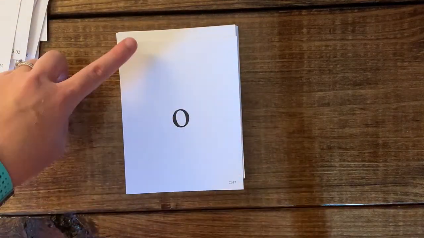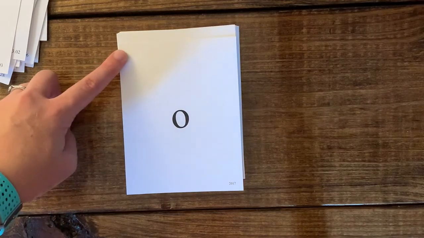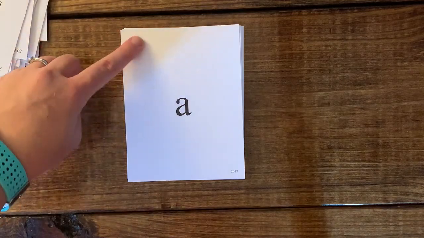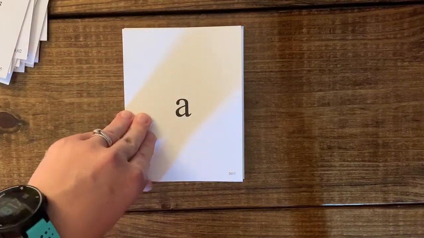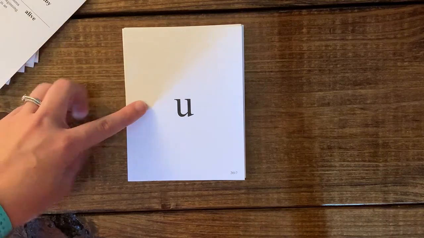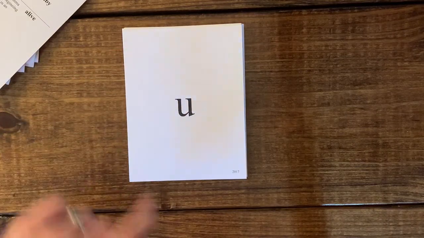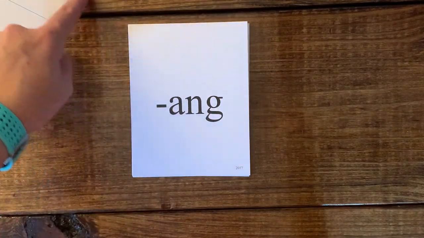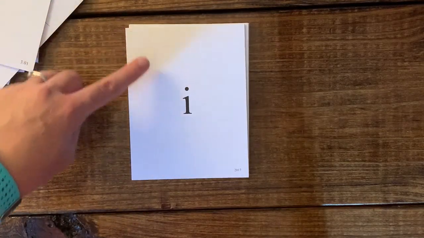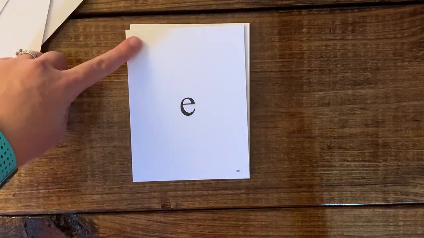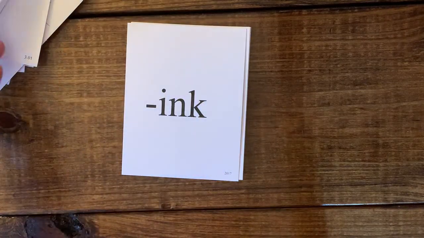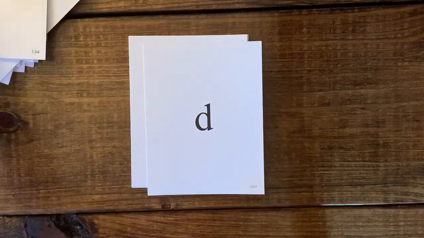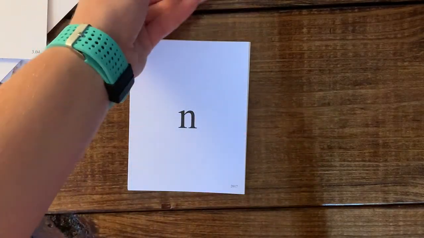Oops, sorry about that. So always give me the short vowel sound first and then the long sound. Ah, oh. Ah, like apple, a. U. And I can make the oo sound as well. U, oo. Ang. I. E. Ink. D. N.